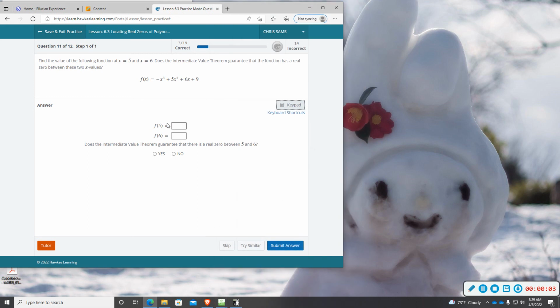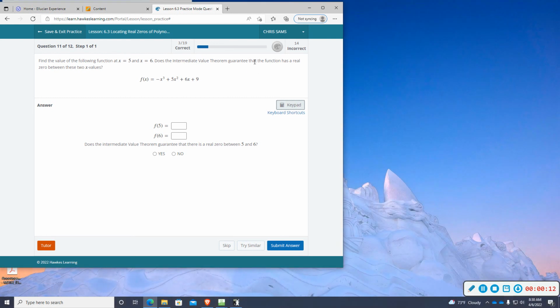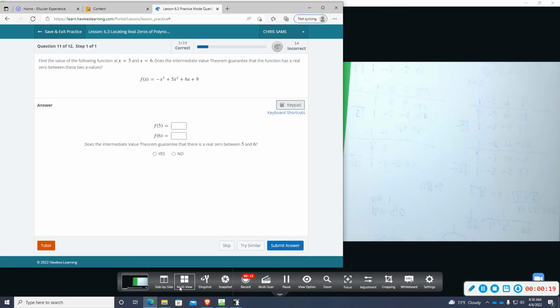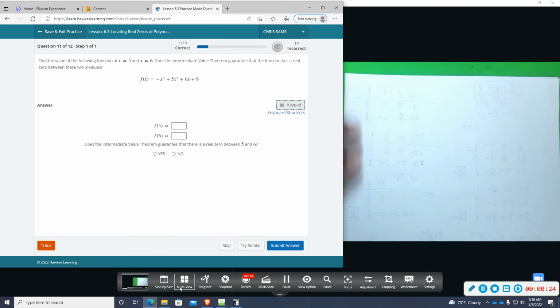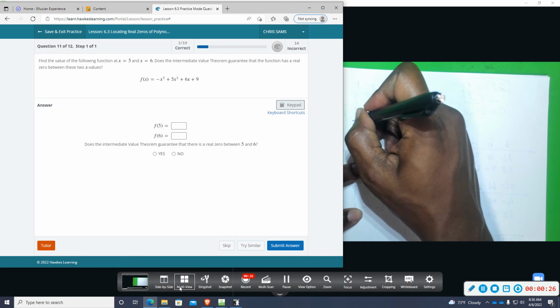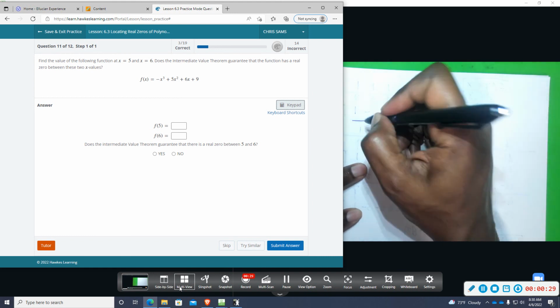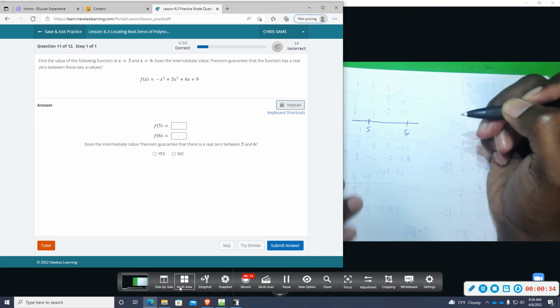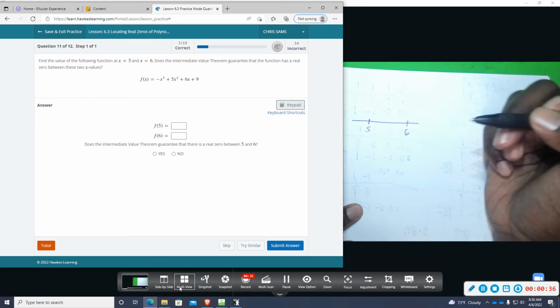Okay, so with number 11, we want to find the value of x at 5 and x at 6. We want to know, does the intermediate value theorem guarantee a 0 between those? So what the intermediate value theorem does is it says you have two numbers, two x values. So in this case, we're using 5 and 6. Okay, so it says you're going to plug those in, you're going to get a y value.